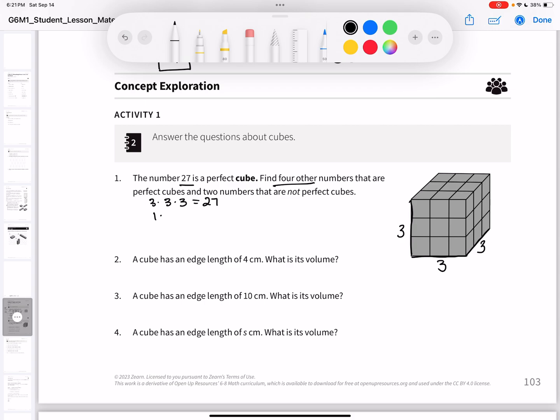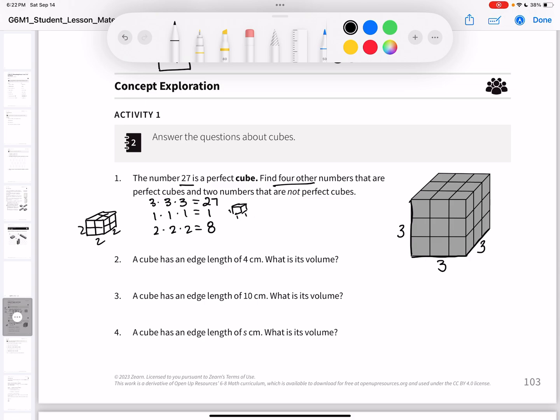So we could do 1 times 1 times 1, which equals 1. That is a perfect cube. It looks like this, right? 1 by 1 by 1. That's a perfect cube. We could do 2 times 2 times 2, right? So that would look like this. So that's 2 by 2 by 2. So 2 times 2 is 4. 4 times 2 is 8. So 8 is a perfect cube.